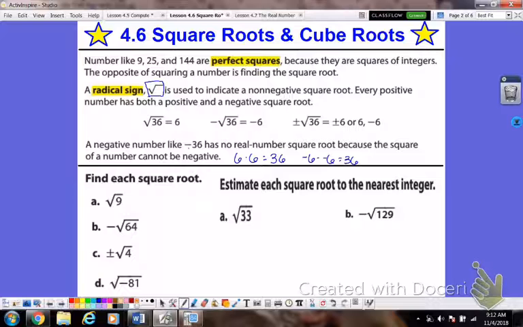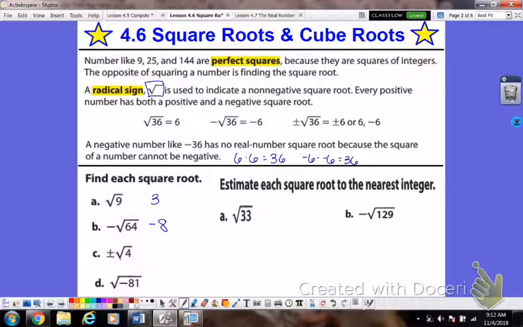Okay, so finding the square root. Over here on the left, we have A, B, C, and D. These are all perfect squares, meaning that they would have a whole number square root. So square root of 9, what times itself gives us 9? Well, we know that is 3. 3 times 3 is 9. So negative square root of 64. What times itself gives us 64? That is 8. 8 times 8 gives us 64. We have that negative out front, so a negative 8.